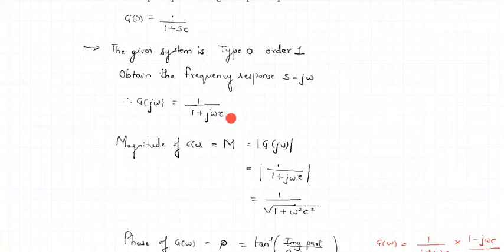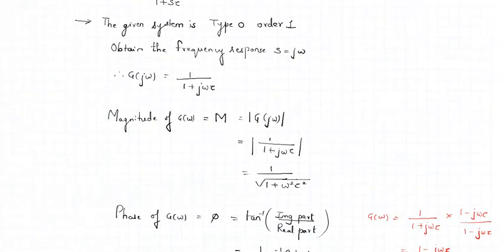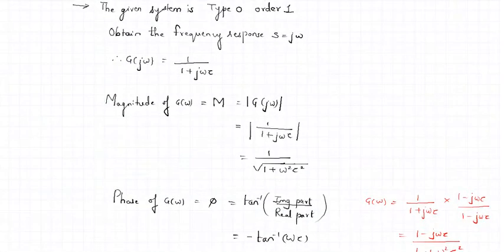We'll now find its magnitude. Magnitude of a complex system is found by taking the mod of it. So you can see here we have taken mod of G of j omega, and the mod of this term is 1 upon square root of 1 plus omega squared tau squared.